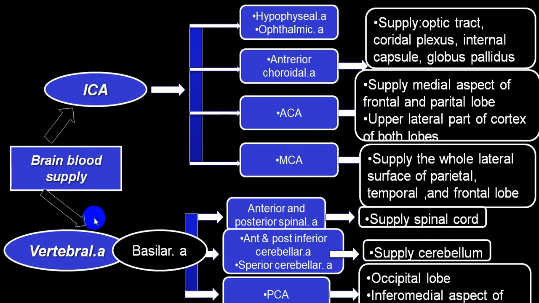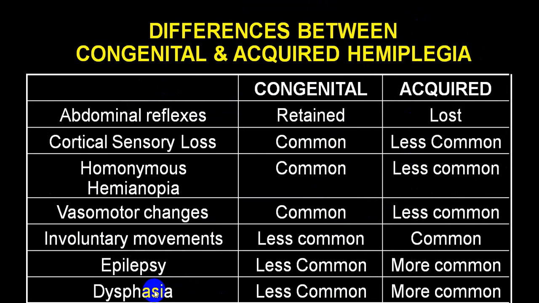These are the arteries involved: vertebral artery, internal carotid artery. In the internal carotid artery, depending upon which part is being involved, that is mentioned here. At your leisure time, you can go through. This is an arterial supply.